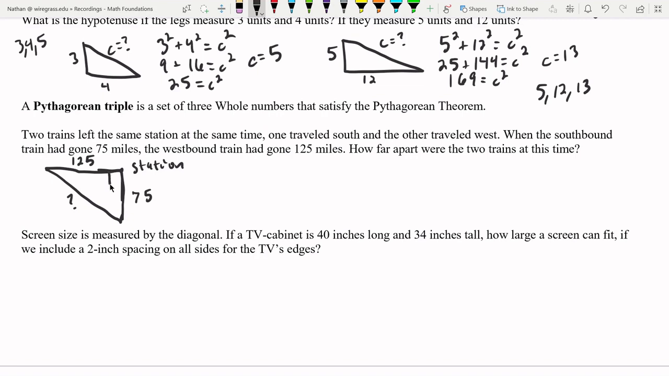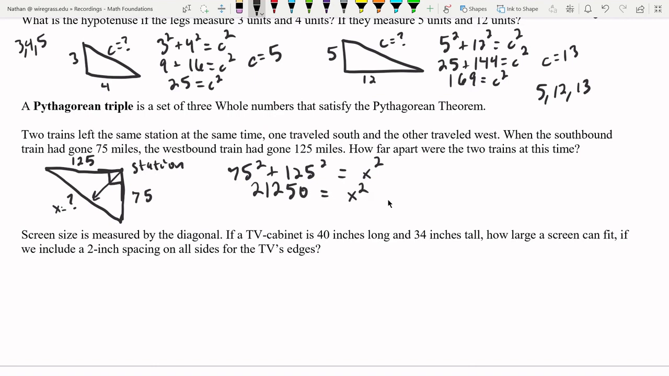Well, this is a right triangle because we're going south and west. Those are exactly perpendicular, as it's called, is the 90-degree angle there. And we have 2 legs of the triangle, so we can find this one, which is the hypotenuse, right? It's always opposite the 90-degree angle. So I'll label this with X. So we're going to have 75 squared plus 125 squared equals X squared. I'll use a calculator for this. 75 squared plus 125 squared is 21,250.